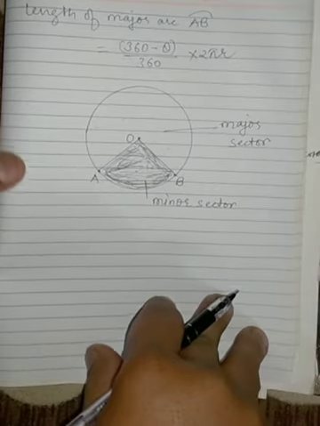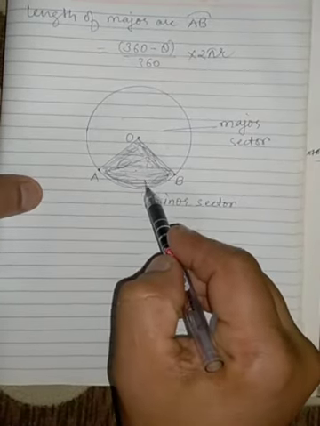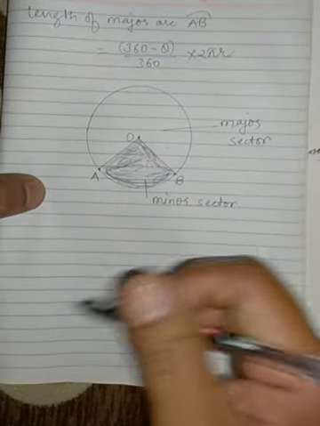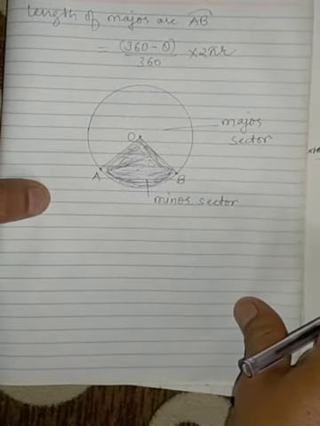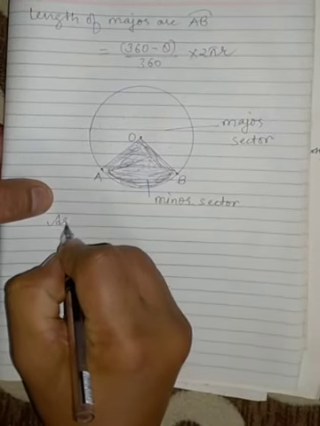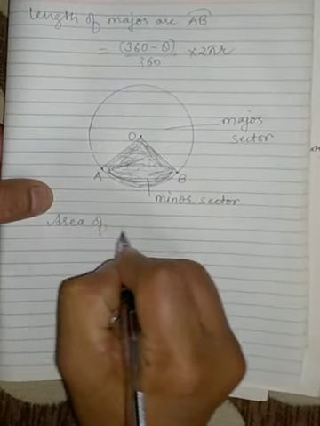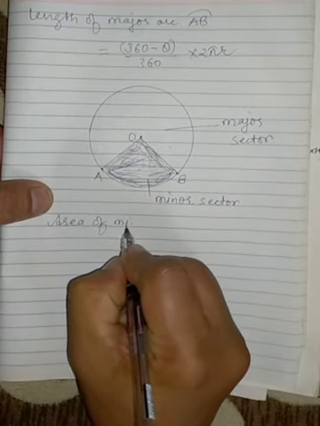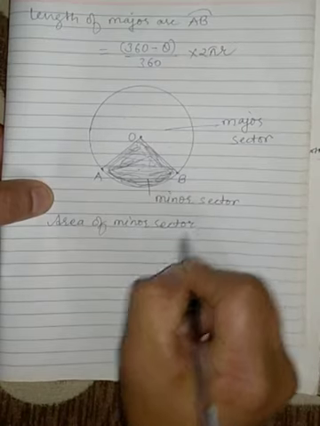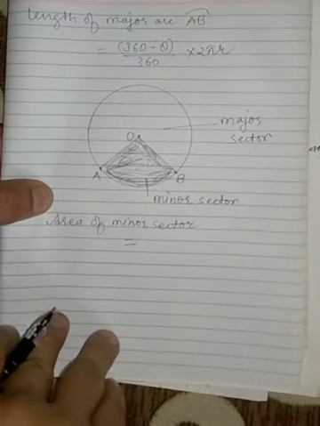Okay. Now, since both the sectors are the part of area of circle, and we know that area of circle is equal to pi r square, so for finding out the area of sector, let it be minor sector. So area of minor sector formula can be given by.